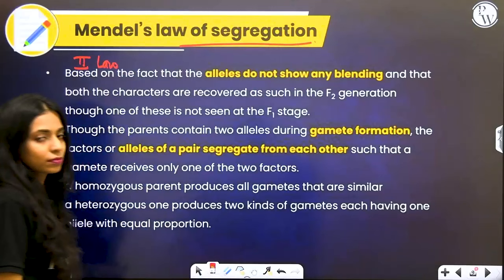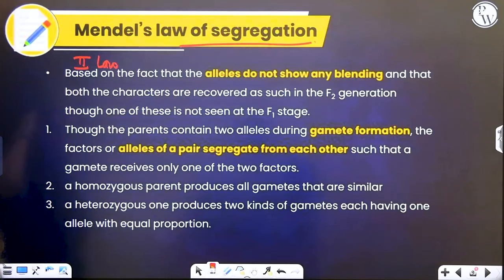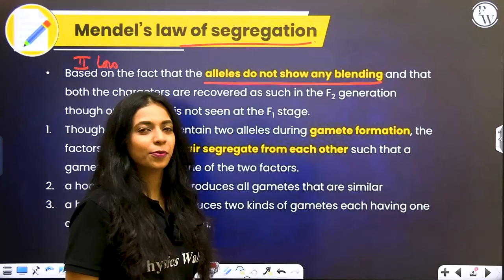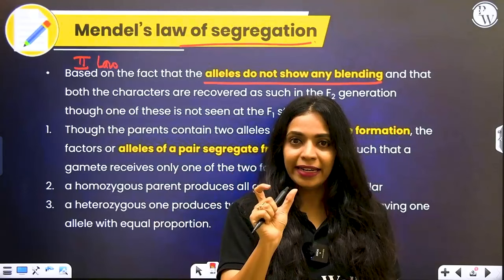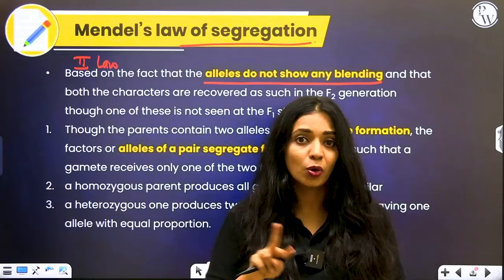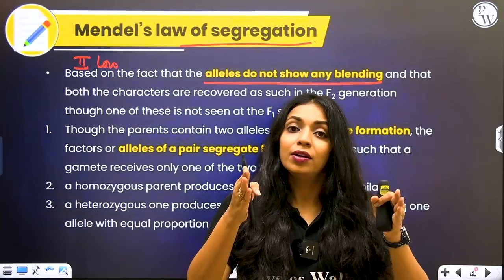He proposed this rule or law based on the fact that alleles do not show any blending. What does that mean? Alleles are the alternate forms of a gene. Height is the character. Height can either be tall or it can be dwarf. The character height is controlled by a gene. That gene occurs in two different variants, so two different forms. Those different forms are tallness and dwarfness. Two different forms of the same gene are called alleles.